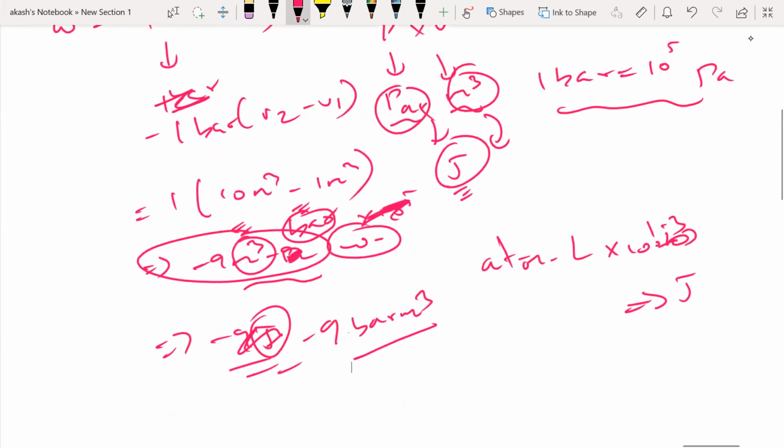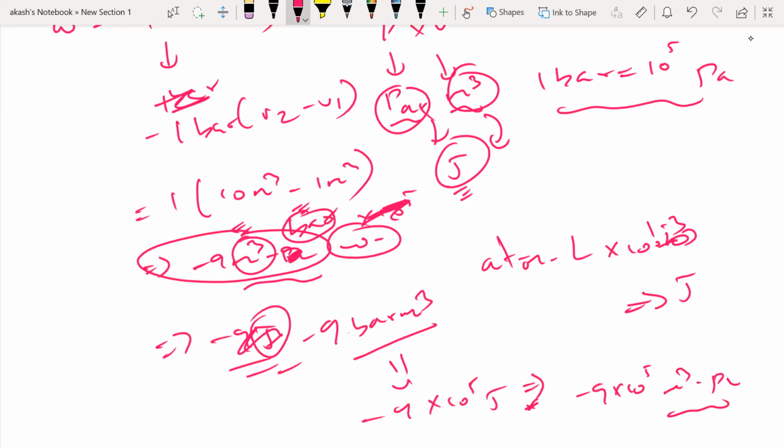Or I can also write this as minus 9 into 10 to the power 5 joules, or I can even write it as minus 9 into 10 to the power 5 meter cube Pascal. Meter cube Pascal is nothing but joules. Yes, understood? Yes, sir. Okay, fine. Good, good.